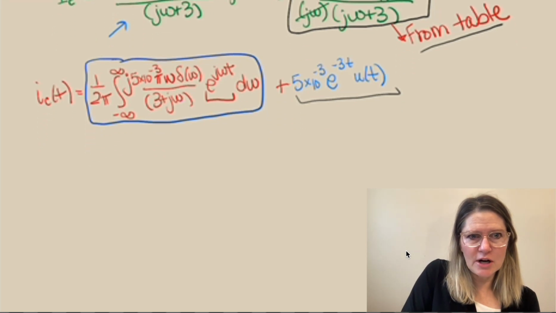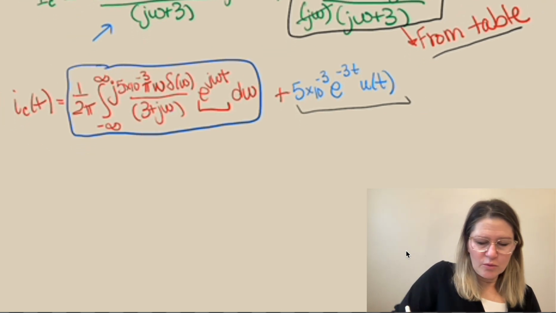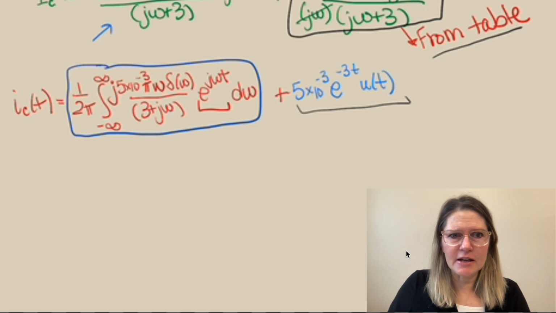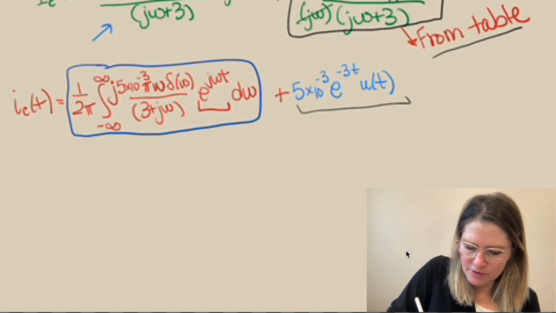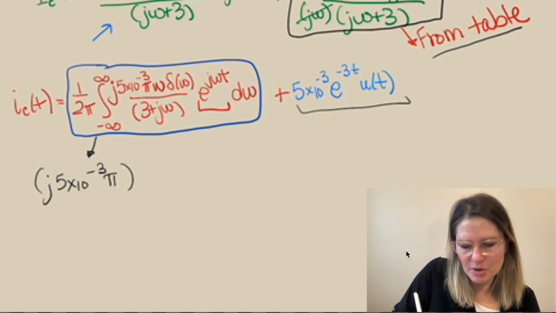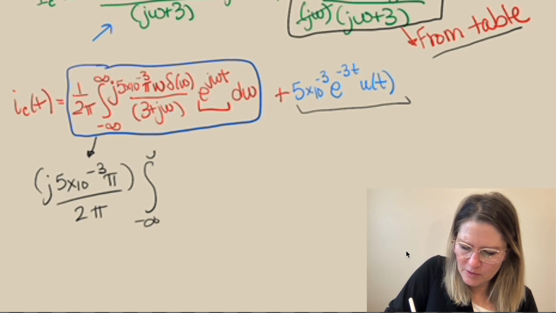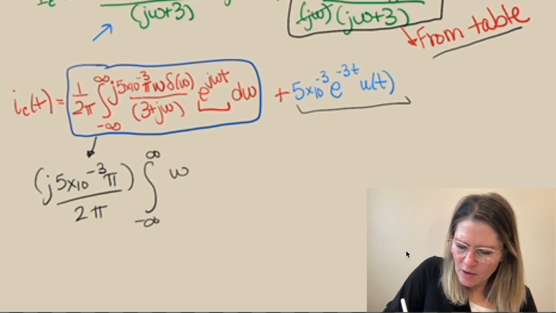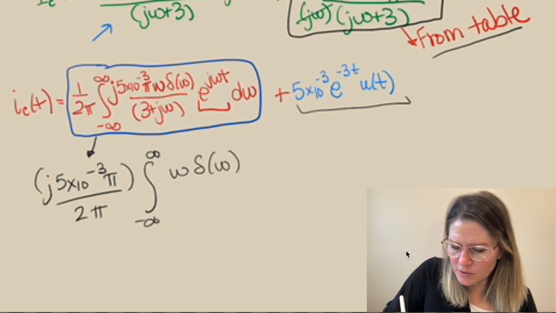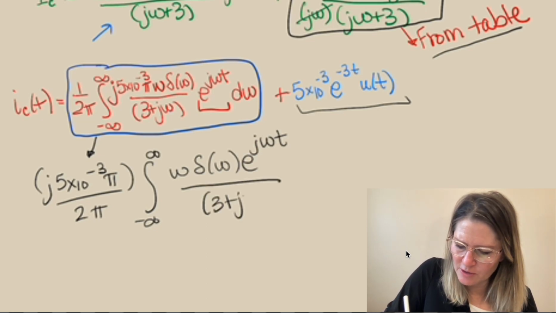So when we integrate this term, we treat j as a fixed number, so we can bring it out in the front. So we bring out j and 5 times 10 to the minus 3 pi. We treat that as kind of a constant number out front. And so this leaves us with omega delta omega e^(j omega t) all over 3 plus j omega.